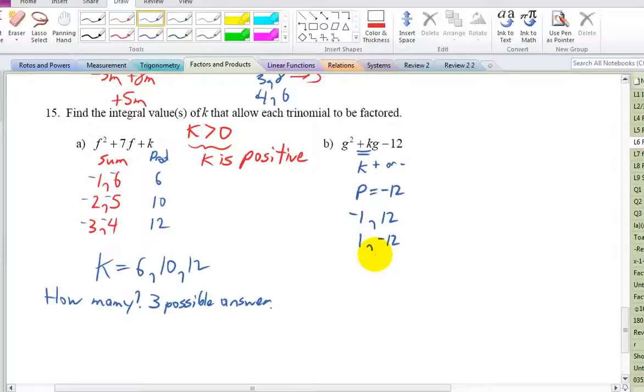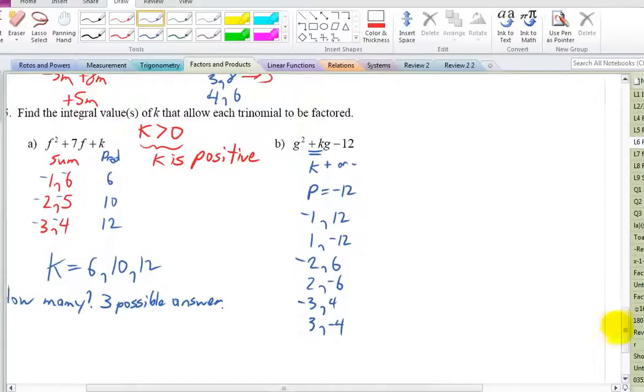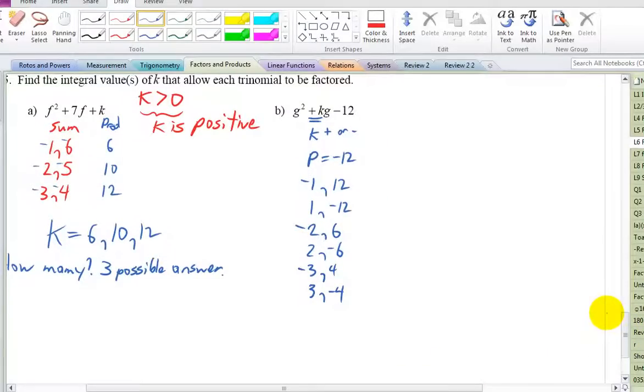Pretty tricky, isn't it, Alicia? And the next one would be 2 and 6, 2 and negative 6, 3 and negative 4, 3 and... negative 3, I screwed that up, my apologies. Negative 3 and 4, 3 and negative 4, there we go. I know. We're almost done here, guys. Let's focus. I'm talking about me.